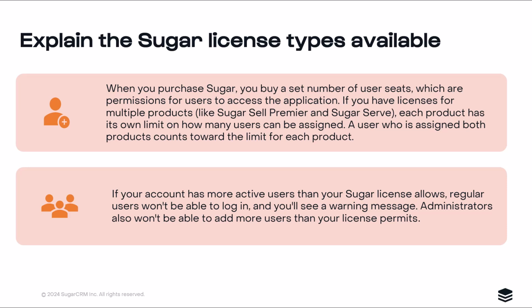When you purchase SugarCRM, you buy a set number of user seats, which determine how many people can access the application. If your company uses multiple SugarCRM products, such as SugarSell Premier and SugarServe, each product has its own user limit. It's important to note that users assigned to multiple products count toward the limit for each product.